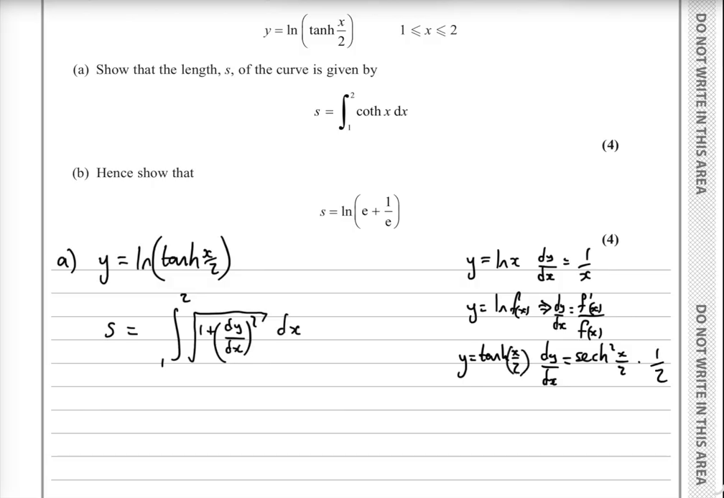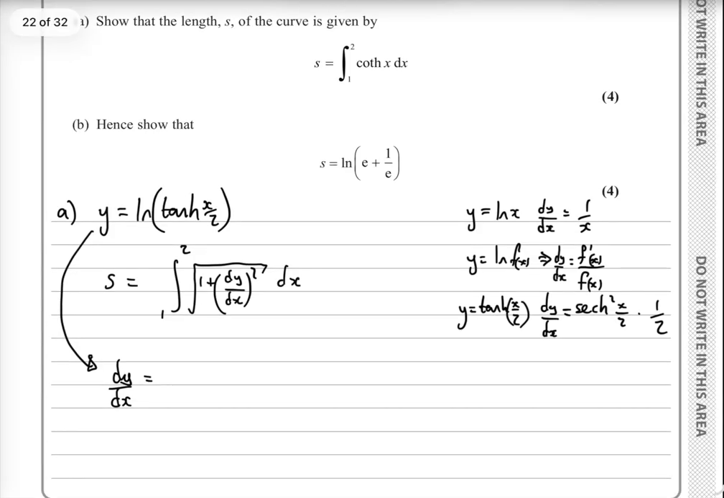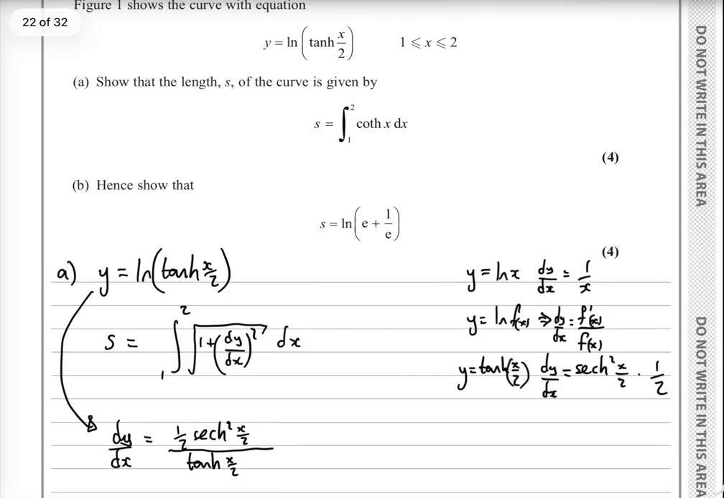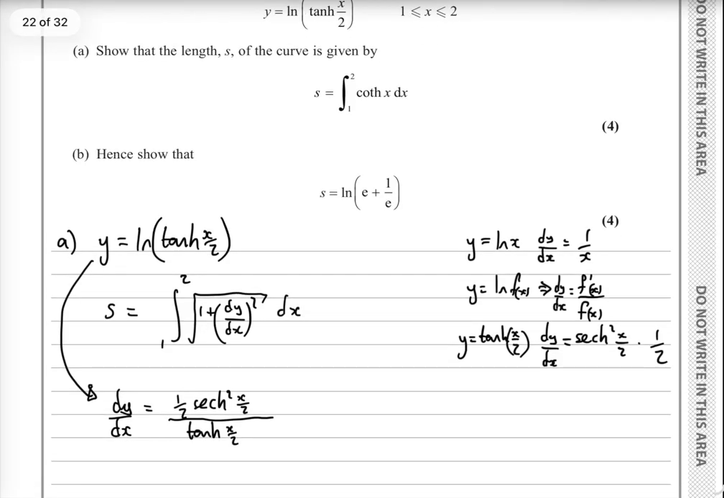So this is a bit messy, but taking this down here, dy by dx for that is equal to the derivative of the function in the log. So that's a half sec squared x over 2 divided by the function itself, tangent x over 2. Now that doesn't look too bad, except we need to make it look like coth x in the end. Now I'm quite happy to admit that this is not the first time I've done this question.